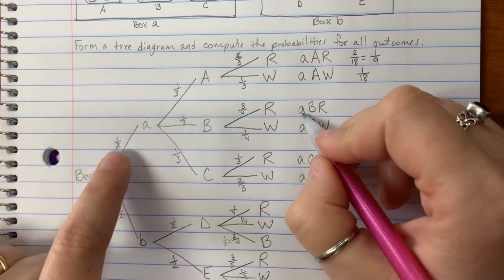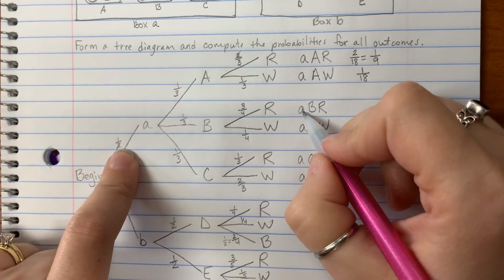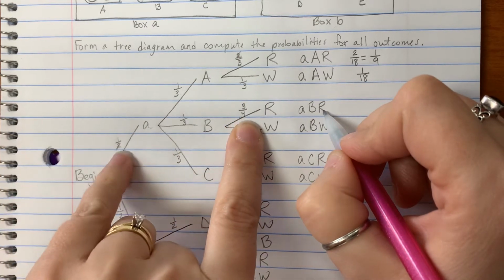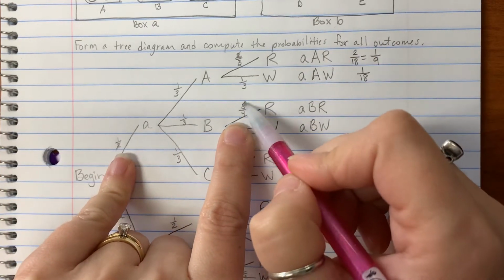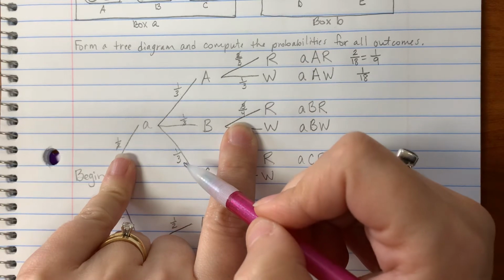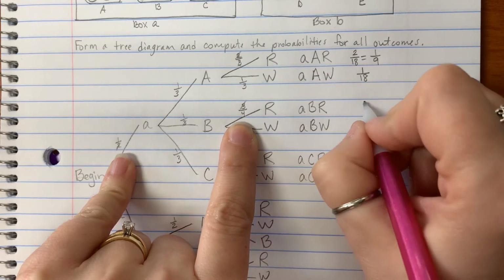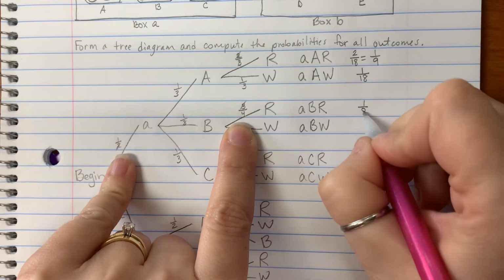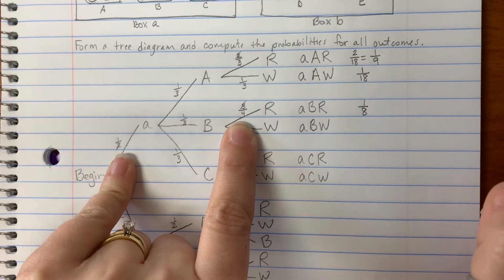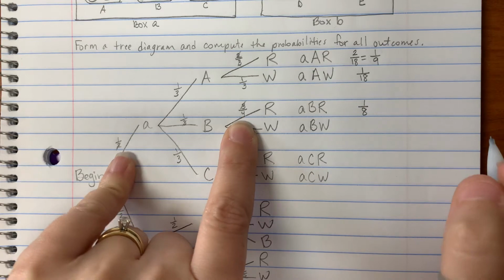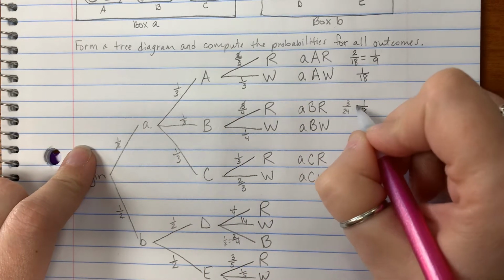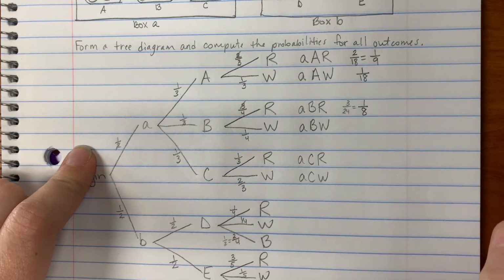Okay, so this one, box A was 1/2 times 1/3 times 3/4. So I would mark out the 3's in that case. So that gives me 1 on top, and 2 times 4 is 8. So I end up with 1/8. Now, if you didn't do that, if you just multiplied straight across, you would have gotten 3/24, but that simplifies to 1/8.